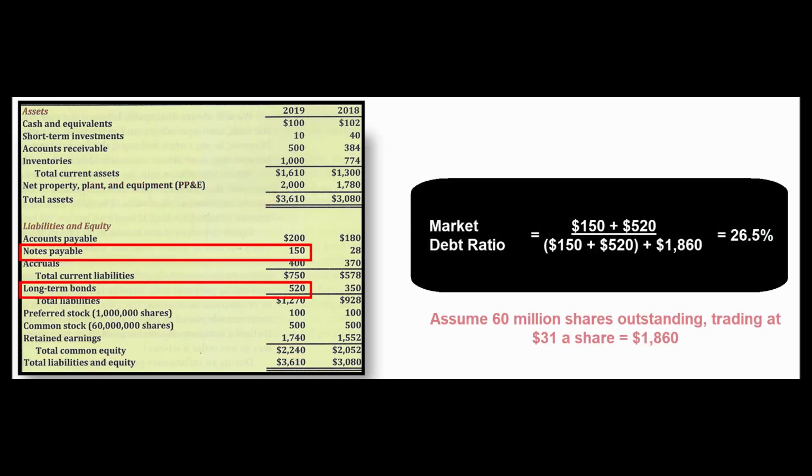Another measure might be market debt ratio. Let's assume that this company has 60 million shares outstanding, trading at $31 a share. Let's take total debt over total debt plus market value of equity. In this case, we'd end up with the 150 plus the 520 over the 150 plus the 520 plus the $31 per share times 60 million shares. So we end up with 26.5%.